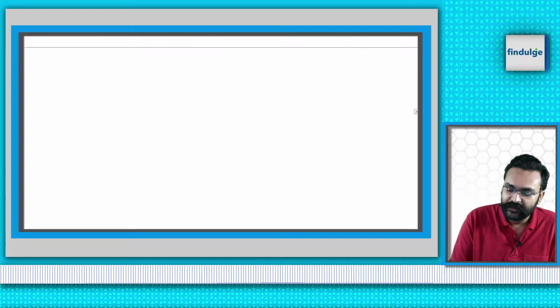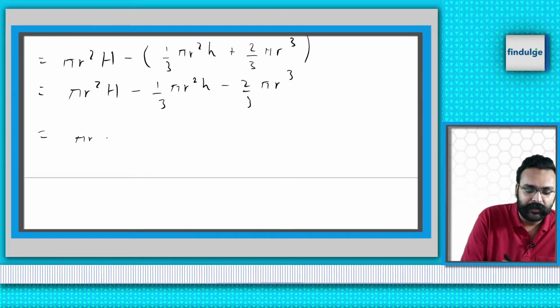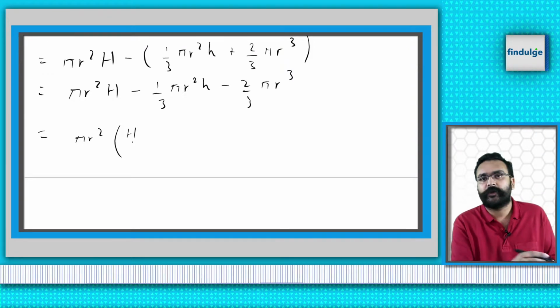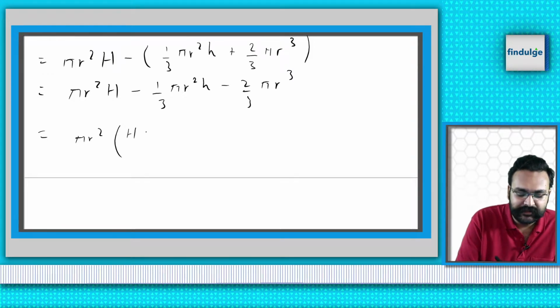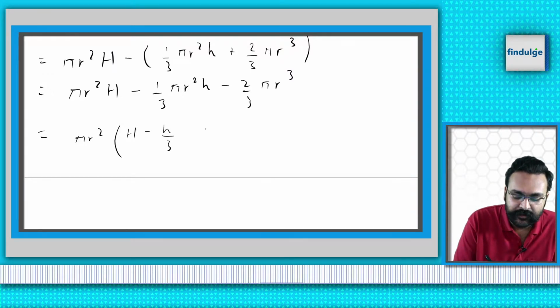This is clearly nothing but pi r square into H, because I can take pi r square common from all of them, minus h by 3, the small h by 3, minus 2 by 3 r.